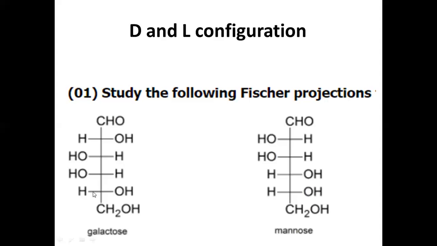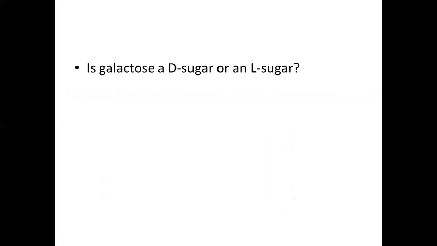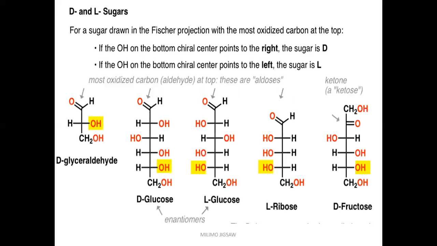How would you know that this galactose is D-galactose, and this is D-mannose? Remember we talked about chiral centers, about asymmetric carbons, in our previous question. So is galactose a D sugar or an L sugar? It's a D sugar, and the mannose is also a D sugar. So this is how you are going to determine.